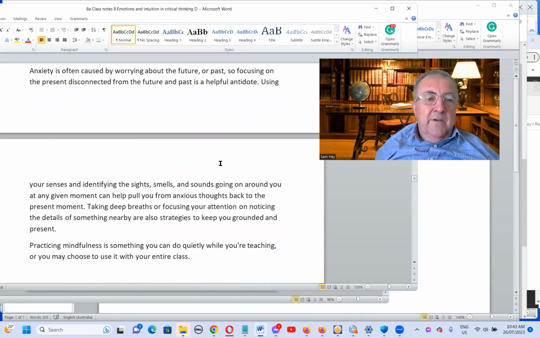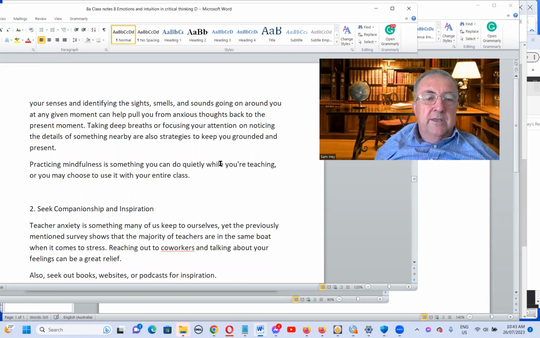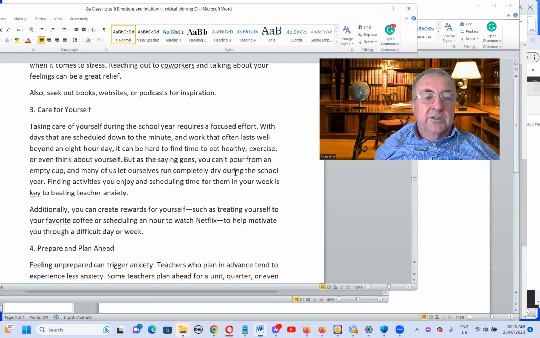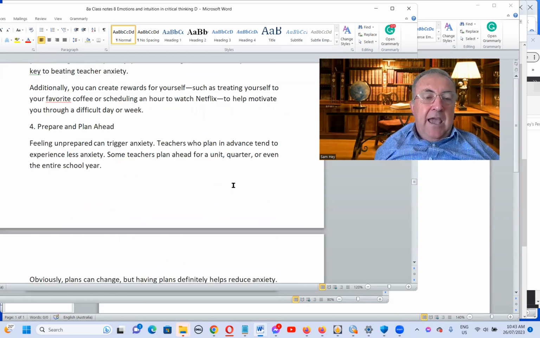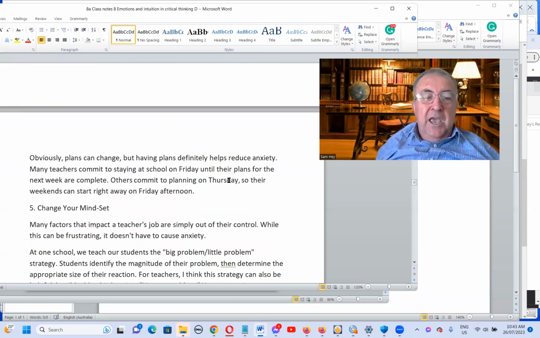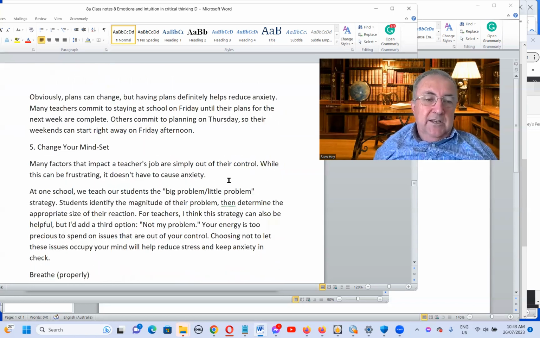When you're anxious, develop strategies such as mindfulness and focusing on the present and breathing to handle anxiety. Seek companionship, others that you can talk to, co-workers that you can talk to. Care for yourself: exercise, diet, working well and sleeping well, and having hobbies and interests outside the classroom and teaching. Prepare and plan ahead so that there'll be less anxiety, so that you'll have alternate strategies, so that you'll have alternate activities when some don't work and when the technology doesn't work.